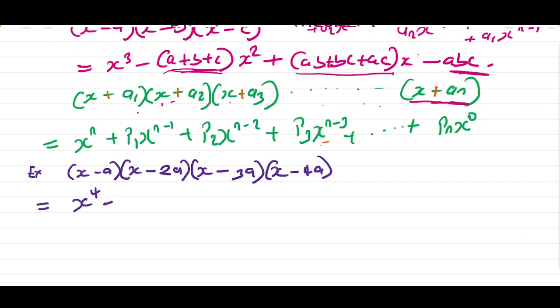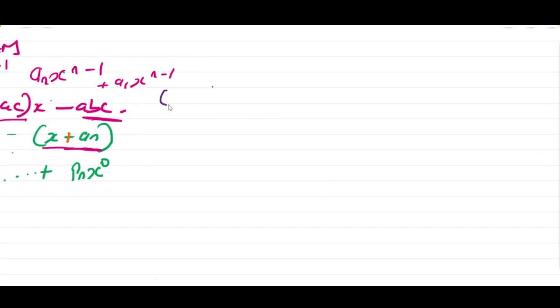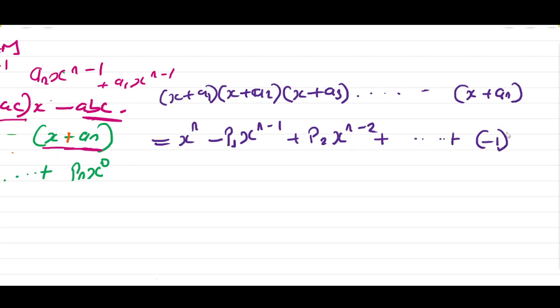Here, the general case of this, which I did not state here, is that since we said x plus a, x plus a1, x plus a2, x plus a3, all continue multiplying x plus a sub n, it will be x to the n power. Then here we have to minus p1 x to the n minus 1 plus p2 x to the n minus 2 plus, it will be plus negative 1 to the n p sub n.